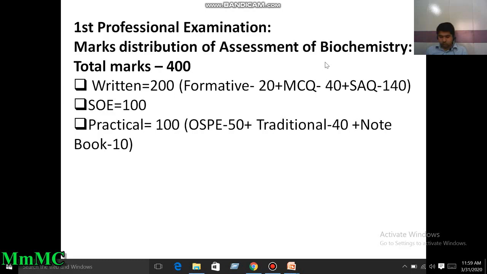Short note about phenylketonuria, alkaptonuria, nitrogen balance, non-protein nitrogenous substances, and transamination.